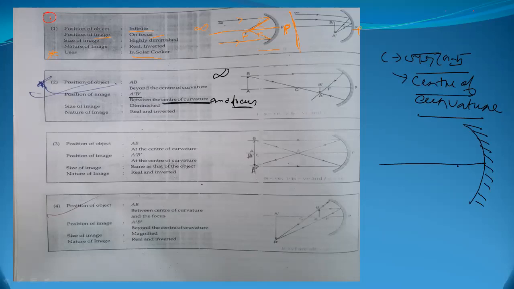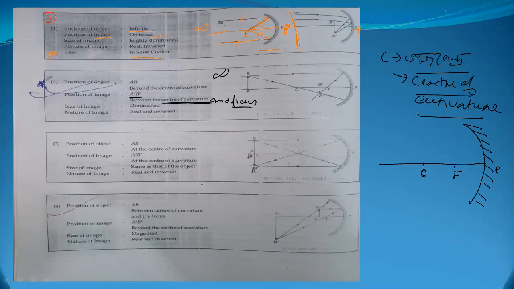That day I have discussed that focus is in between the center of curvature and pole. So suppose if you take this as 2 centimeter, you have to take CF also 2 centimeter.